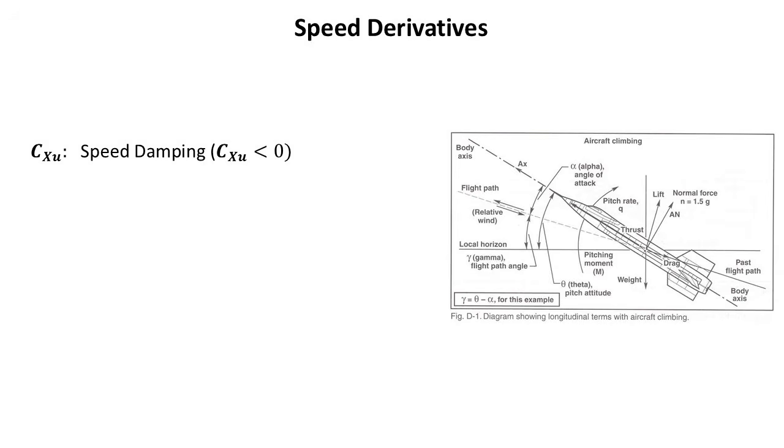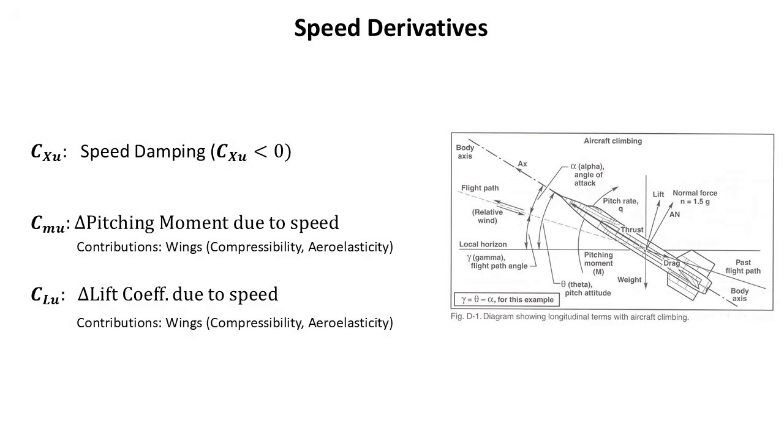CXU should be negative as increased speed increases both parasitic and induced drag, and this is negative because the total axial force becomes more negative as velocity increases. CMU is how the pitching moment changes as the speed changes, and CLU is how the lift coefficient changes as the speed changes, and these are both dependent on compressibility effects, which is beyond the scope of this video, so I'll only include them here to say that when doing analyses assuming incompressibility, these will be zero.